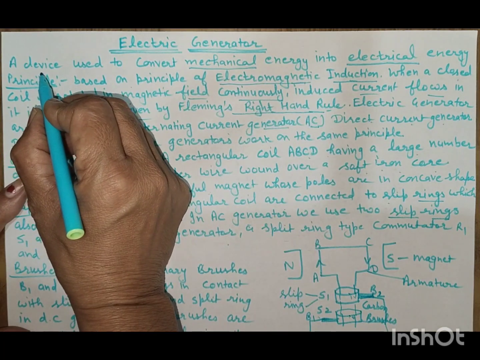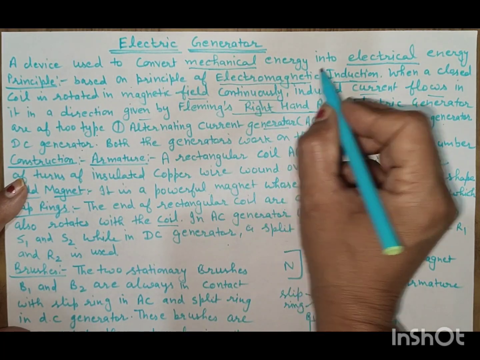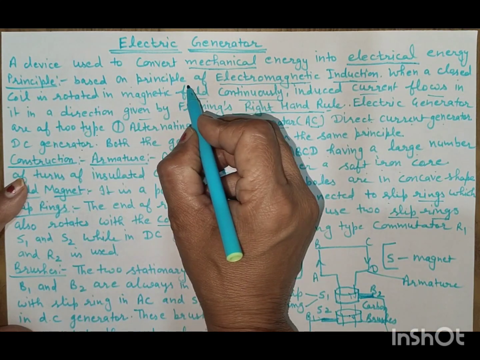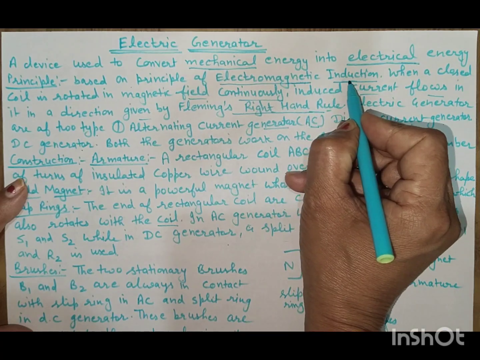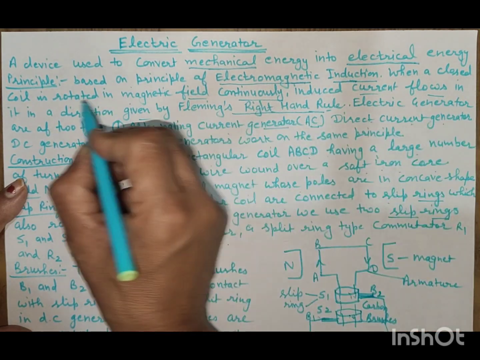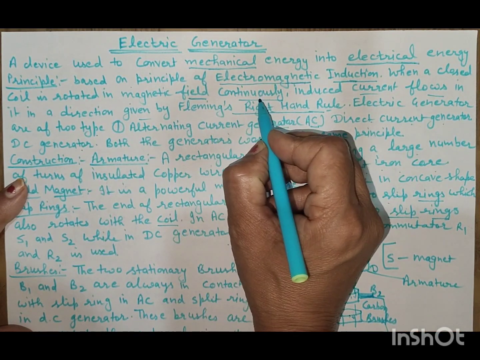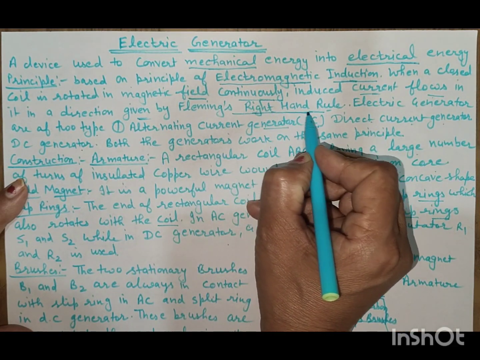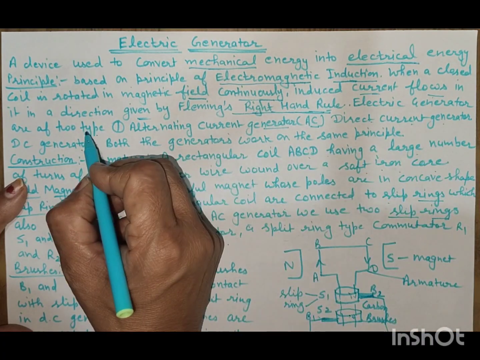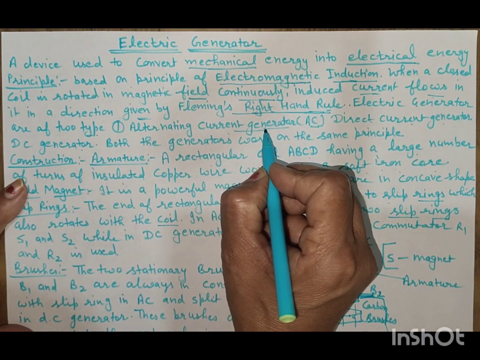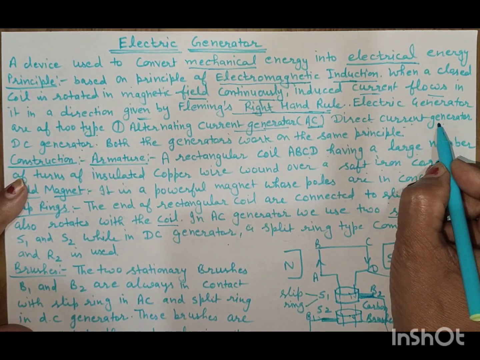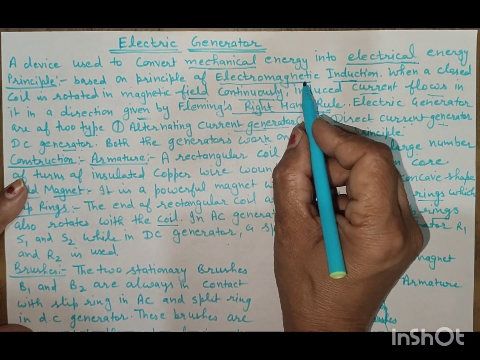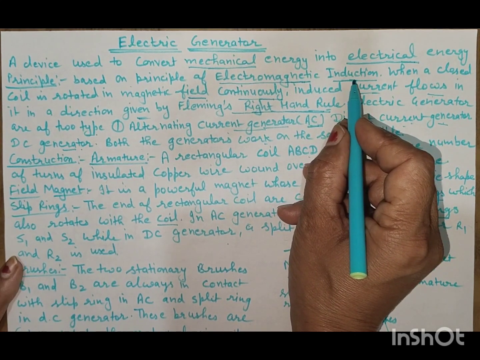Electric generator. It is a device that is used to convert mechanical energy into electrical energy. Now what is the principle? It is based on the principle of electromagnetic induction. When a closed coil is rotated continuously in a magnetic field, an induced current flows in the direction given by Fleming's right hand rule. Electric generators are of two types: the alternating current generator or AC generator, and the direct current generator or DC generator. Both generators work on the same principle, that is electromagnetic induction.